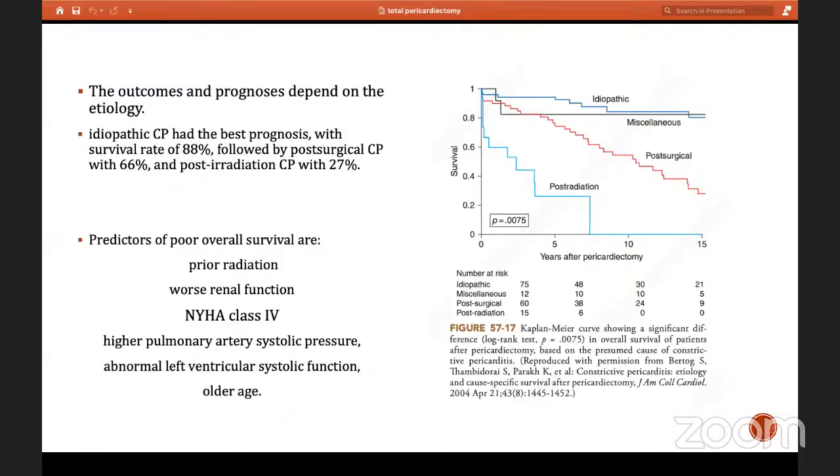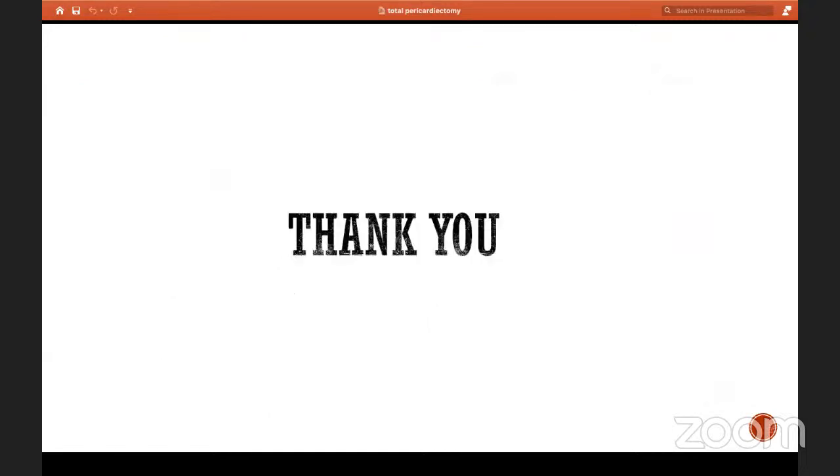So according to the guideline, the predictors of poor overall survival are prior radiation, chronic kidney disease or worse renal function, NYHA class, higher pulmonary artery systolic pressure, abnormal left ventricle, and older age. So if you have any questions, please.